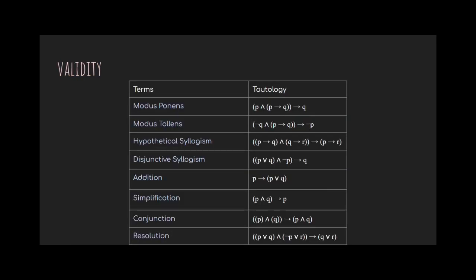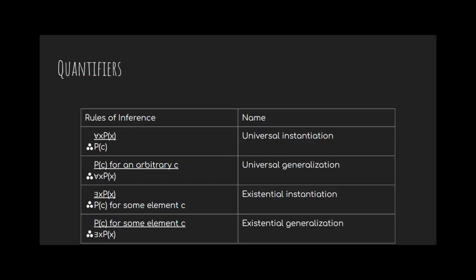Now, the logical operations under the tautology column validate every single rule of inference. And we're going to look at why these are validating it and why they're considered tautologies to begin with. We have four other rules of inference that I'm not going to get into, and those are universal instantiation, universal generalization, existential instantiation, and existential generalization.